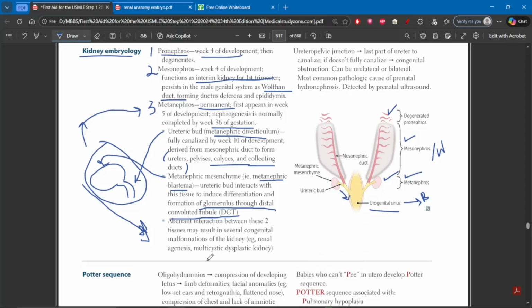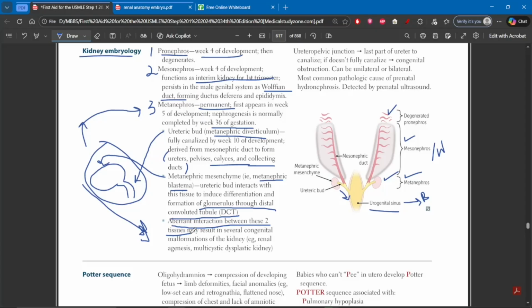Now they say that the aberrant interaction between these two tissues may result in several congenital malformations of the kidney: renal agenesis, multicystic dysplastic kidney. So you must understand that any abnormality in the formation of the kidney is due to the aberrant interaction between these two tissues.